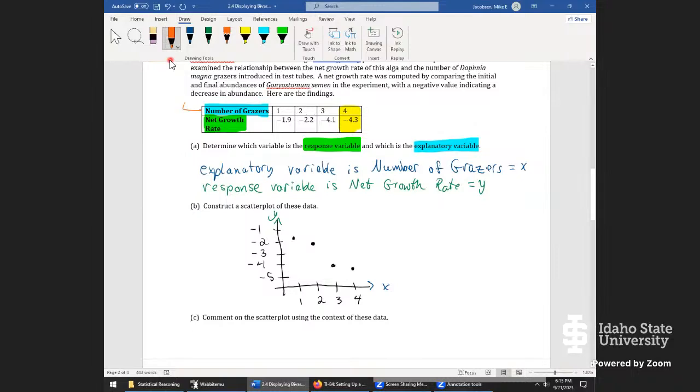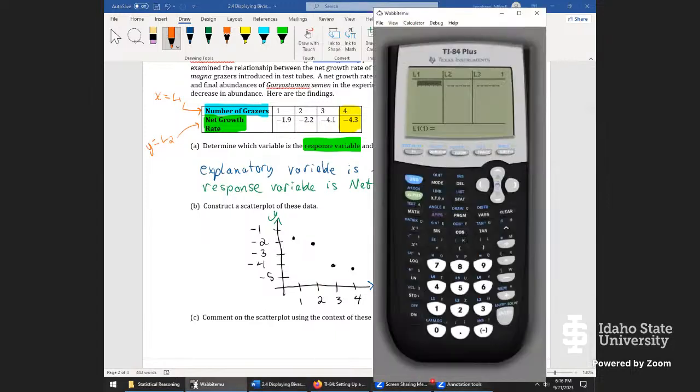this value here is what you'll put in L1, list one for the data. And this value is what you'll put in for L2. Let me be more descriptive. If you called it X, that's what is going in for L1. If you called the net growth rate Y for the response variable, that's what's going in L2.